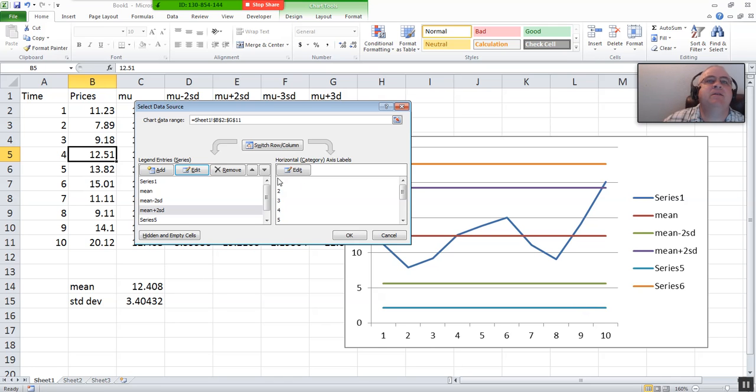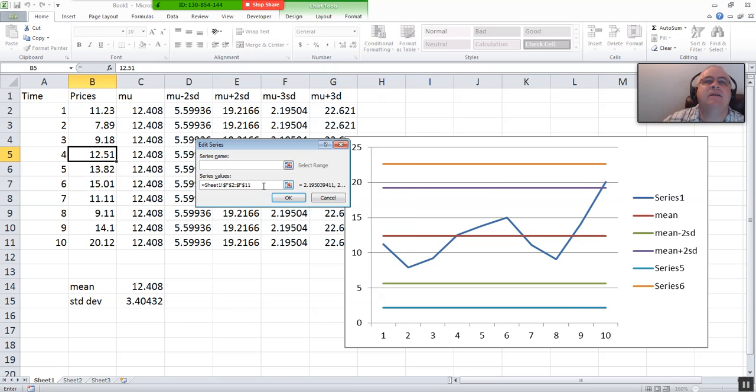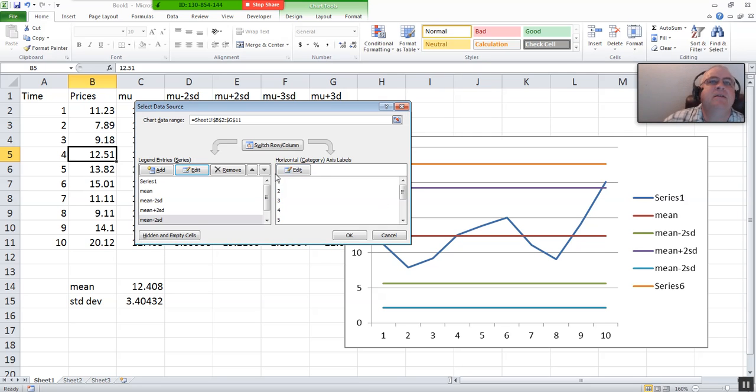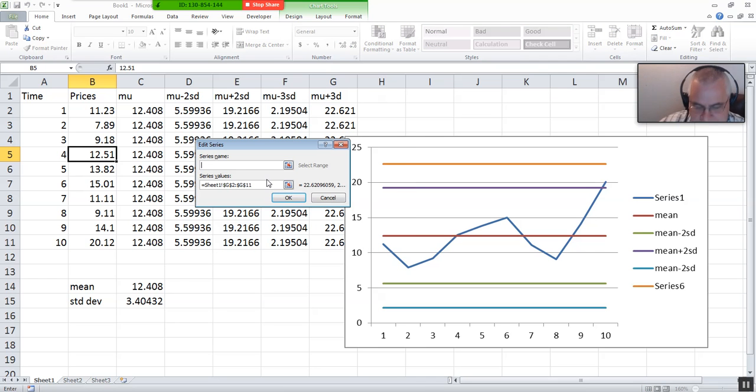Blue, that's this one here. And this is mean -3 standard deviations. And series 6, I did 2 standard deviations instead of 3. I'll go back and correct that. Mean +3 standard deviations.